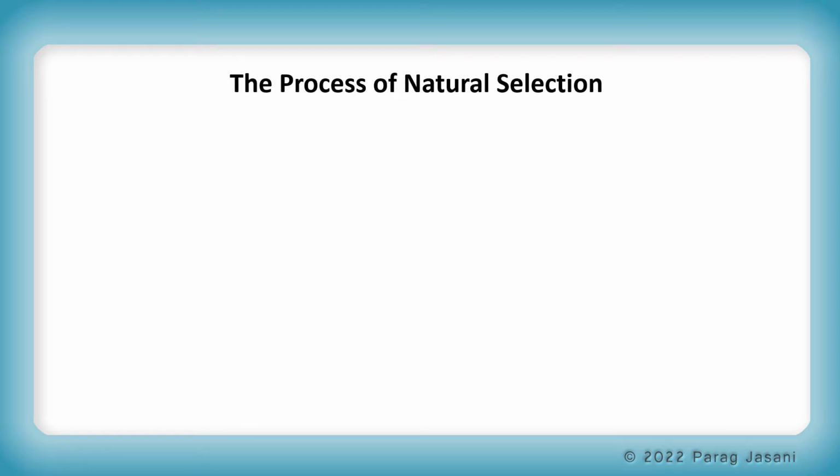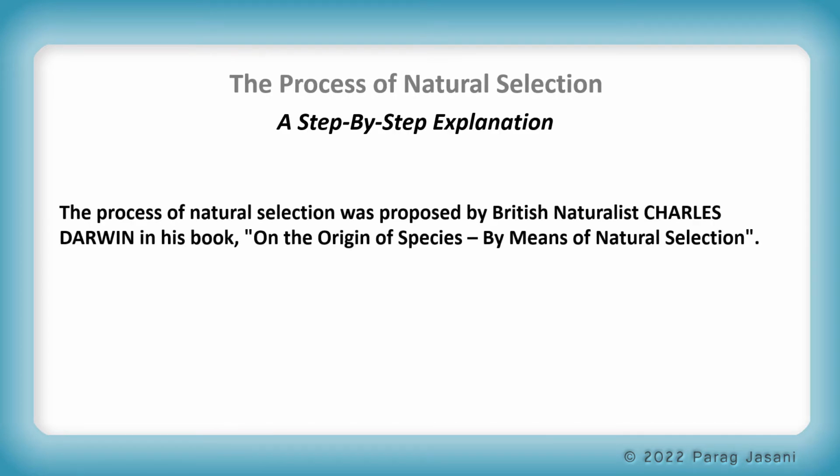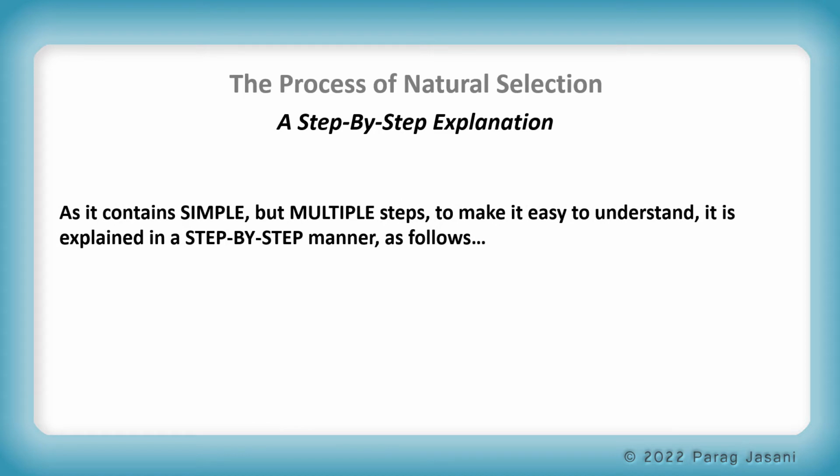The process of natural selection: a step-by-step explanation. The process of natural selection was proposed by British naturalist Charles Darwin in his book, On the Origin of Species, by means of natural selection. As it contains simple but multiple steps, to make it easy to understand, it is explained in a step-by-step manner, as follows.